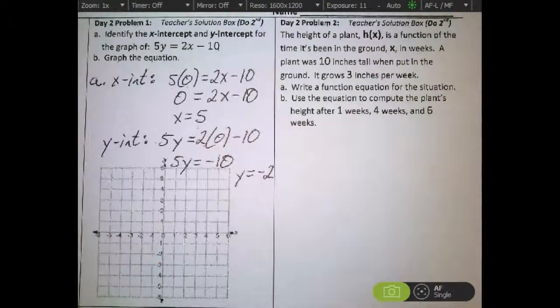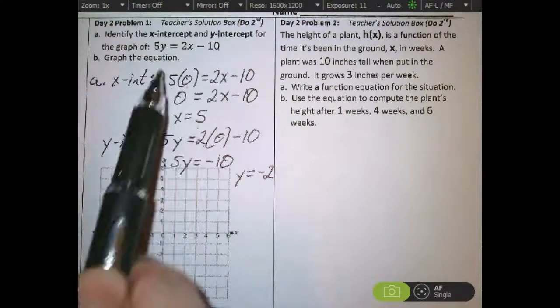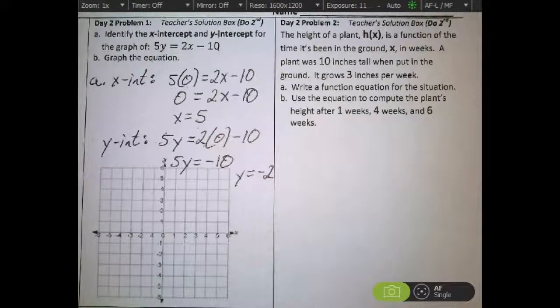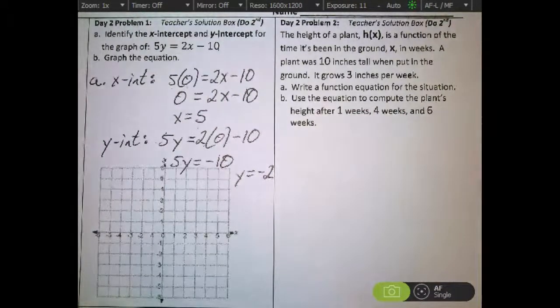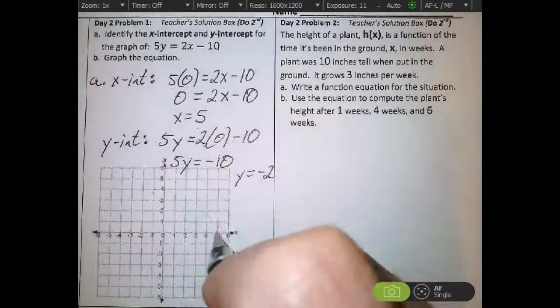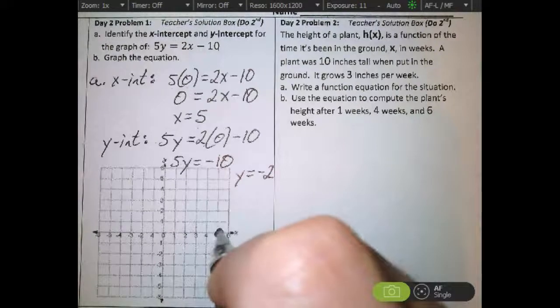All right, with these two values, the x-intercept and the y-intercept, we can do question B, which is to graph a line that goes with this linear equation. This line is going to cross the x-axis at 5. So here on the x-axis, find 5 and put a dot there. The line is going to go through that dot.